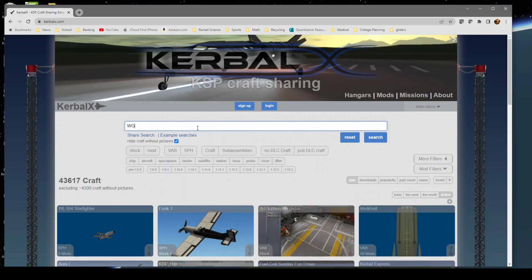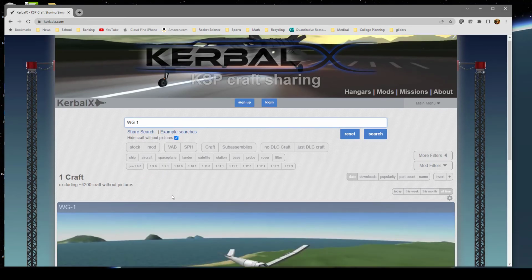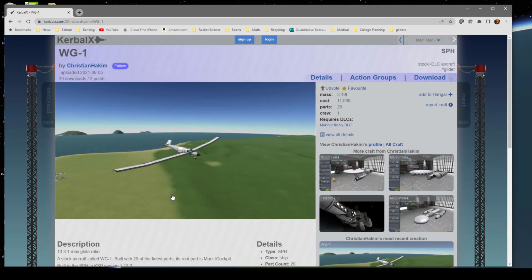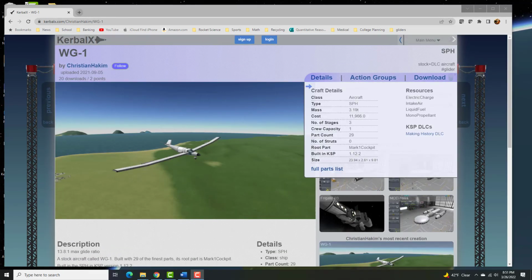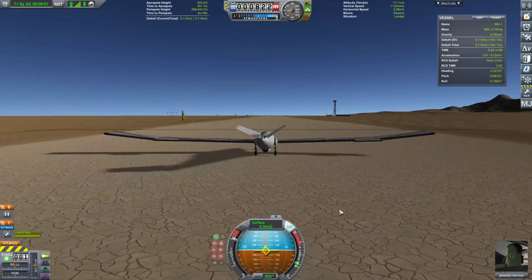So I went looking on the Kerbal X website for a craft file that might demonstrate this loop-the-loop behavior that I discovered in the solutions to the system of differential equations, and I found one, the WG1 by Christian Hakem. Thank you very much, Christian, for posting this craft. It worked really well.